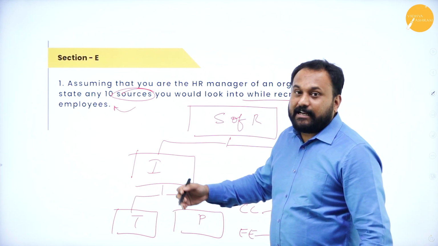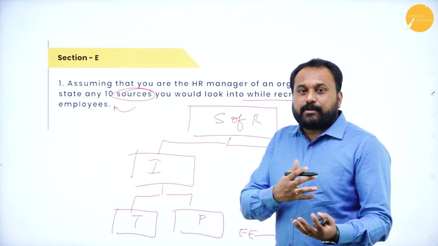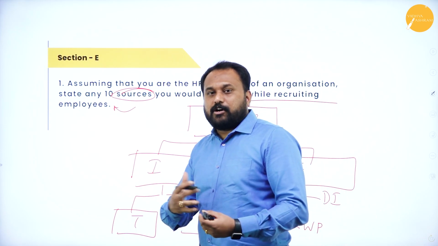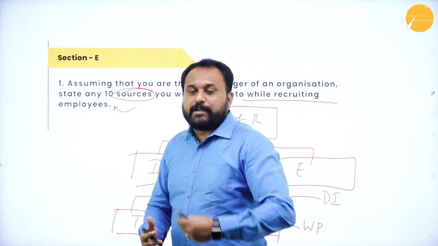Then you can also write in the format where you can go with 1, 2, 3, 4, 5, any of the 10, say casual caller or any kind of thing, and you will get 5 marks.